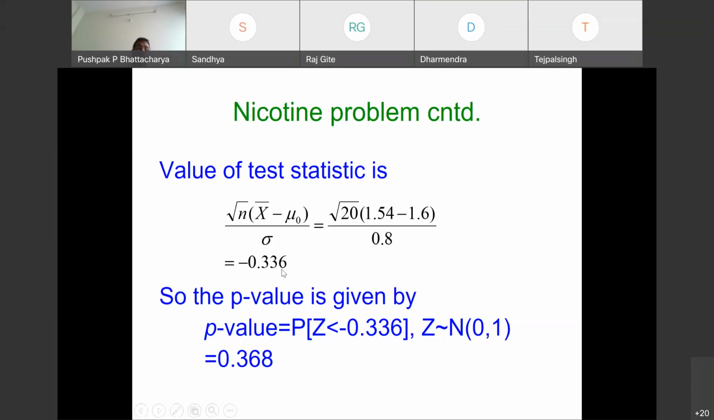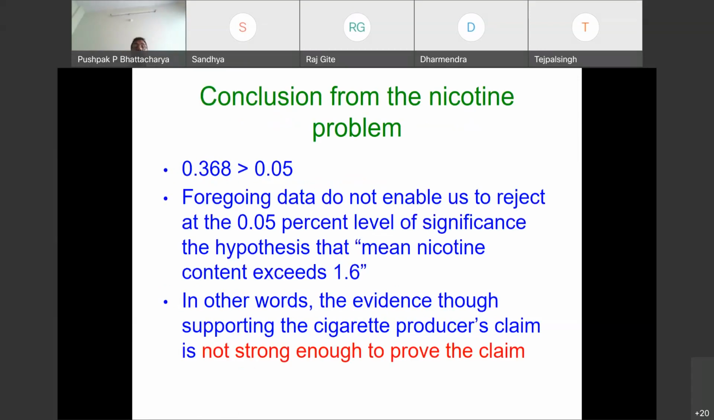This is called the Z score, the Z score for the observation, and the p value will be equal to the probability of Z being less than minus 0.336, where Z is normal. This comes out to be 0.368. Now 0.368 is greater than 0.05. So the data does not enable us to reject, at a 5% level of significance, the hypothesis that mean nicotine content exceeds 1.6. In other words, the evidence supporting the cigarette producer's claim is not strong enough to prove the claim.